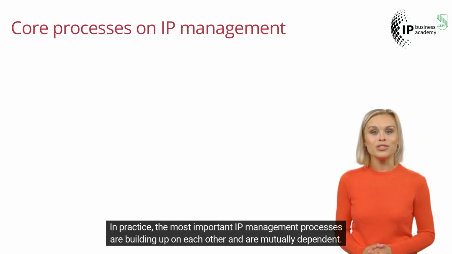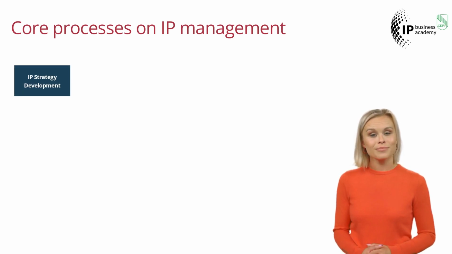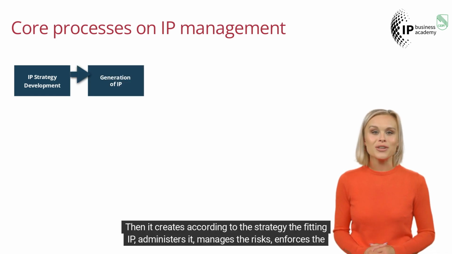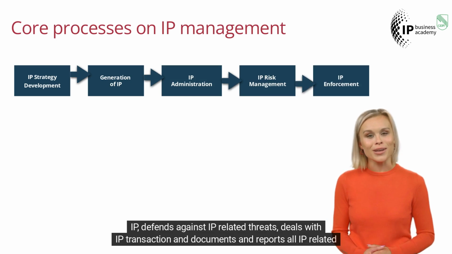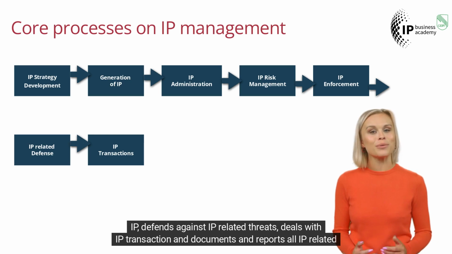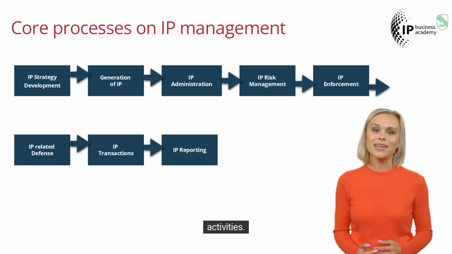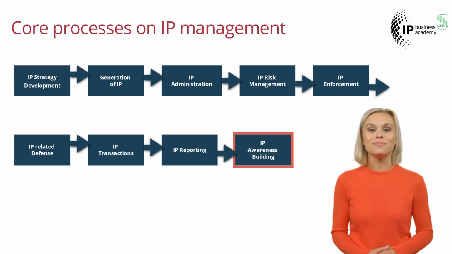In practice, the most important IP management processes build up on each other and are mutually dependent. Typically, the first step is to create an IP strategy which defines what the company should achieve with IP. Then it creates, according to the strategy, the fitting IP, administers it, manages the risks, enforces the IP, defends against IP-related threats, deals with IP transactions, and documents and reports all IP-related activities. Finally, a very important process, which is often overlooked, is the IP awareness building process.